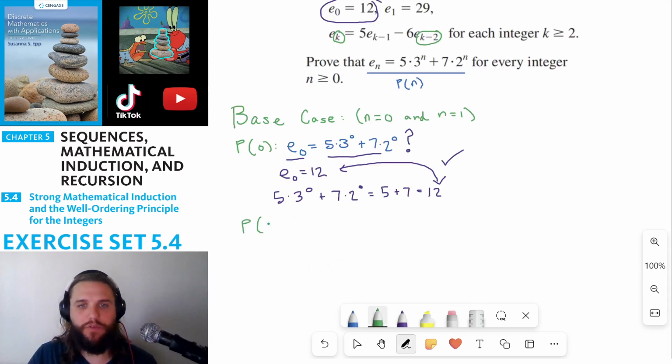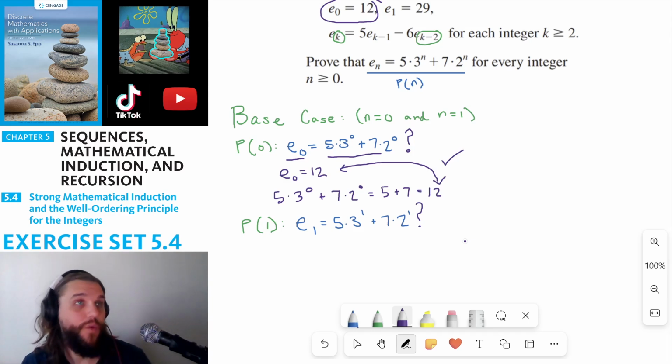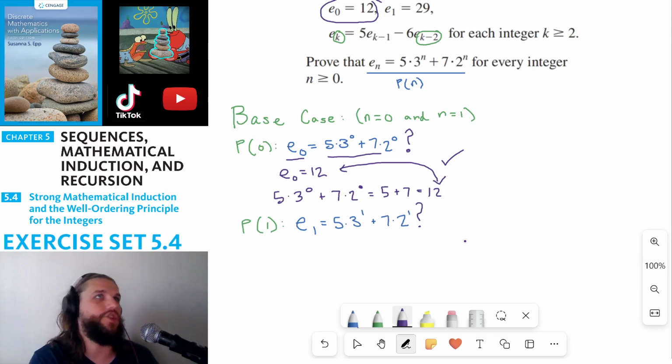Now let's move on to p of 1, which says that e sub 1 equals 5 times 3 to the 1 plus 7 times 2 to the 1. Again, I'll put a question mark here to avoid asserting the truth of the thing that we want to show. We don't want to assume the conclusion, otherwise we would be using circular reasoning. Rather, I want to show that the left-hand side equals the right-hand side, and so therefore they must be equal to each other. Now, on the left-hand side, we have e sub 1, which is given to us as 29.